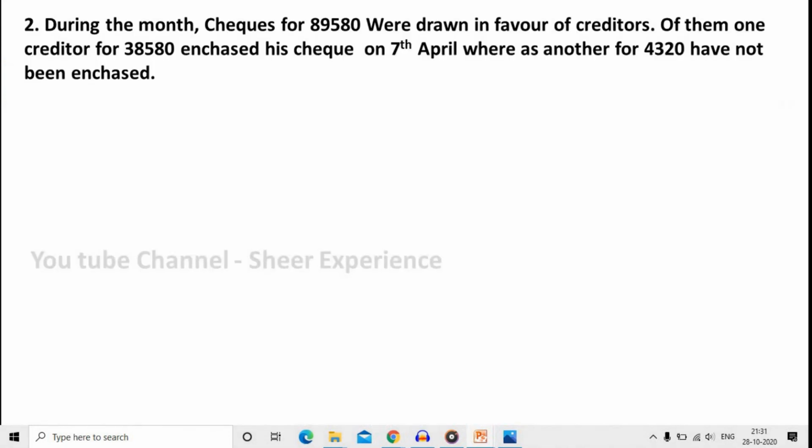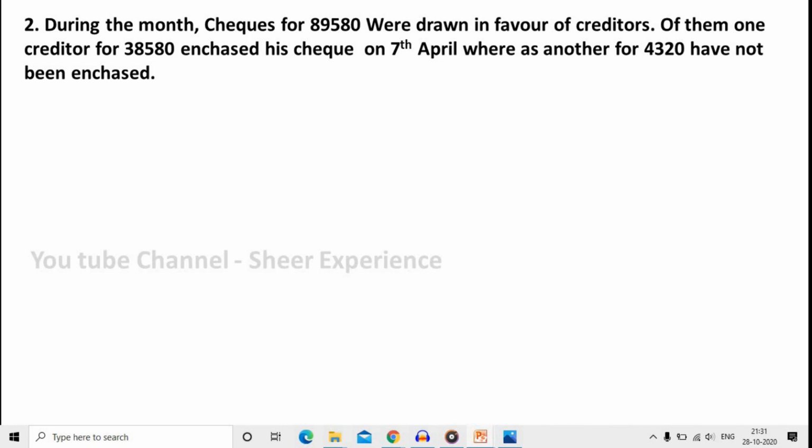Our next transaction is, during the month, checks of 89,580 were drawn in favor of creditors. Out of them, one creditor for 38,580 encashed his check on 7th April, whereas another for 4,320 has not yet been encashed. Here we have two changes. One is for 38,580 and another is for 4,320. First we will see 38,580.